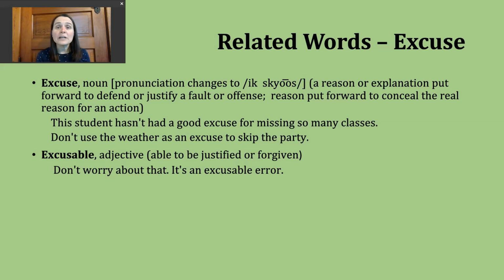We also talked about earlier that excuse is sometimes used to mean to forgive. So all of that ties back here into the definition of the adjective. So able to be justified or able to be forgiven. An example of this might be, don't worry about that. It's an excusable error, right? We can forgive that. Maybe I understand why you made that particular mistake.